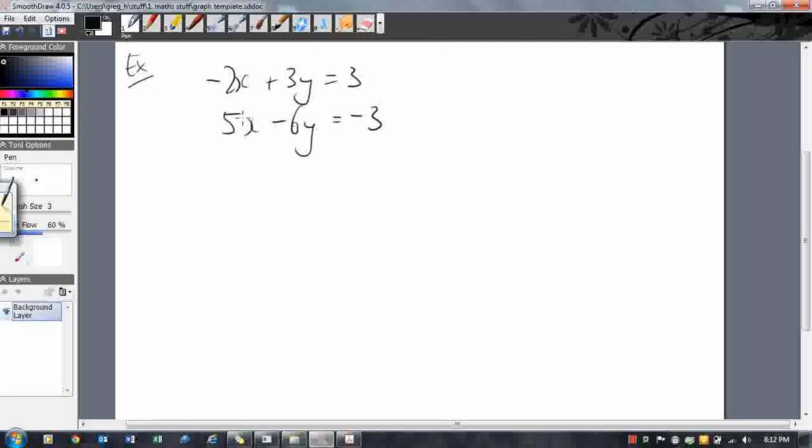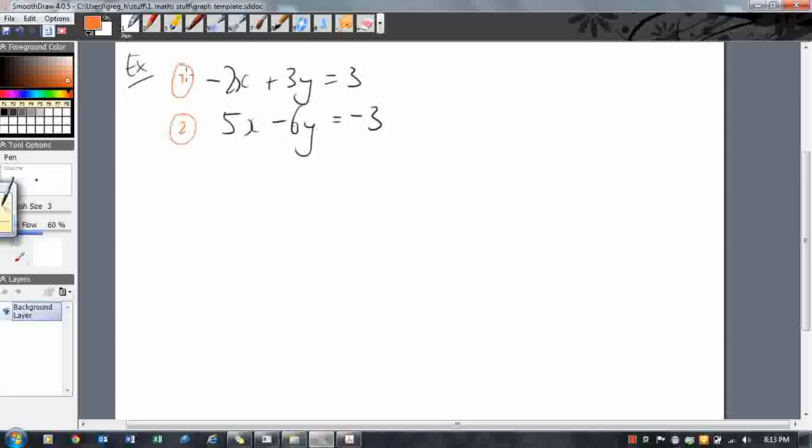So now we've got the situation you just asked about. The numbers in front of the x are not the same. The numbers in front of the y are not the same. What can we do? Well, I'll just number these equations. Okay, so we've got equation 1 and equation 2. Can we change one of the equations so that they do have the same number in front of them? Okay, what can we do?